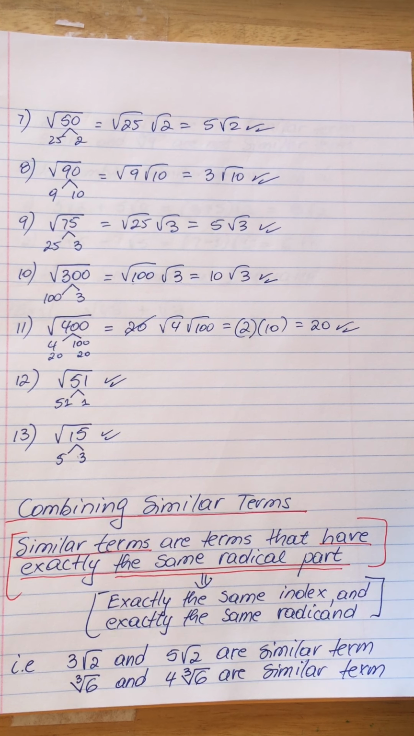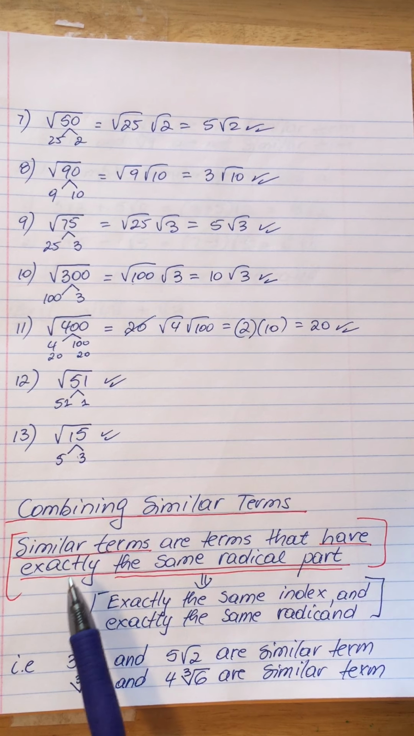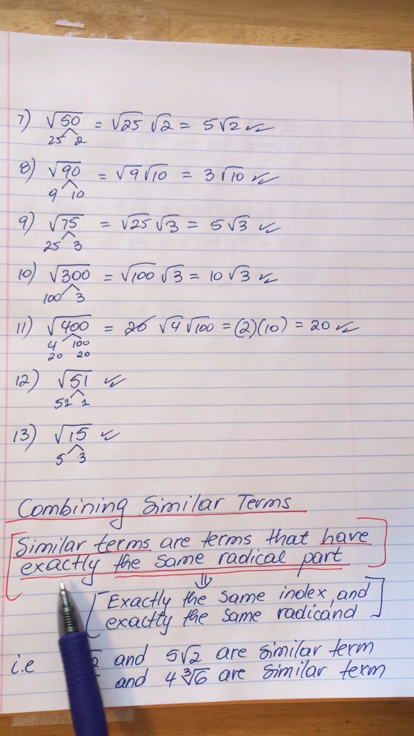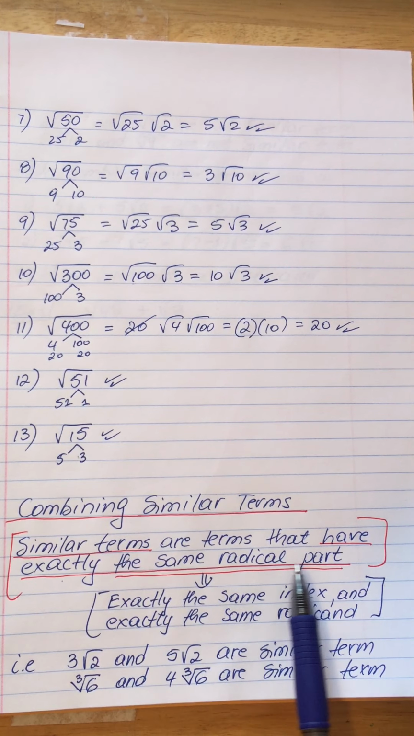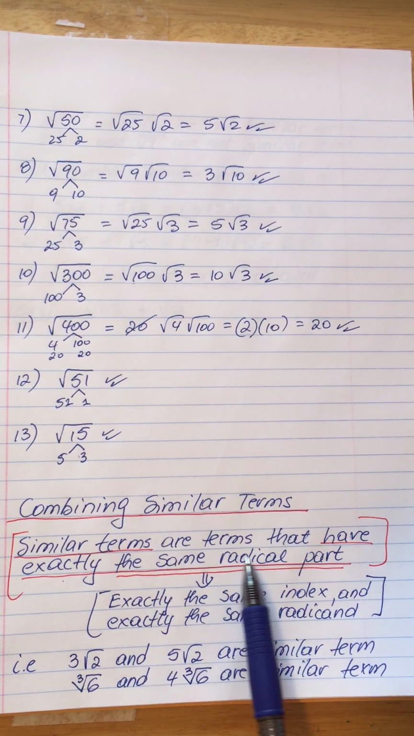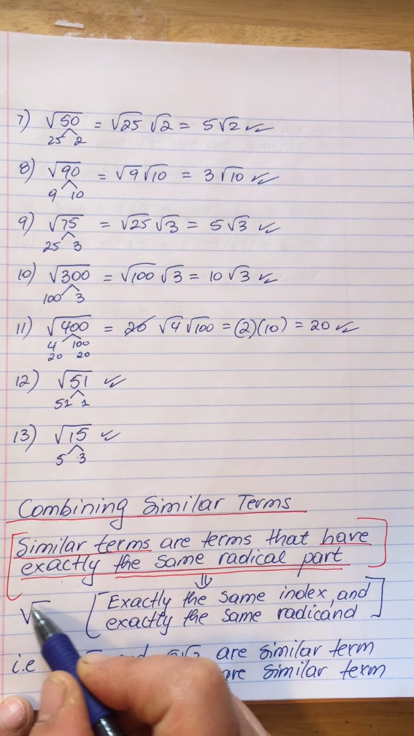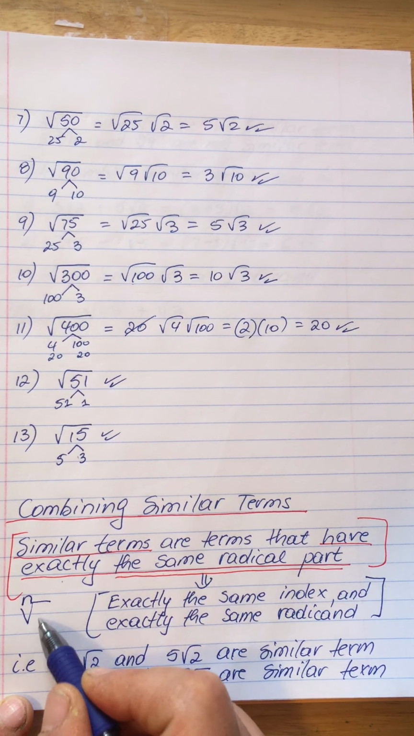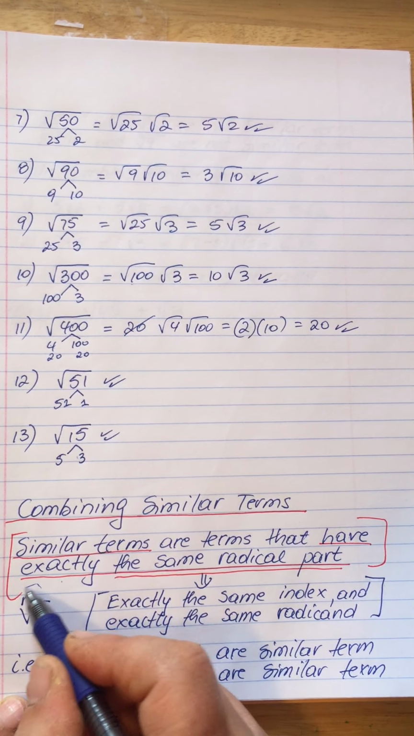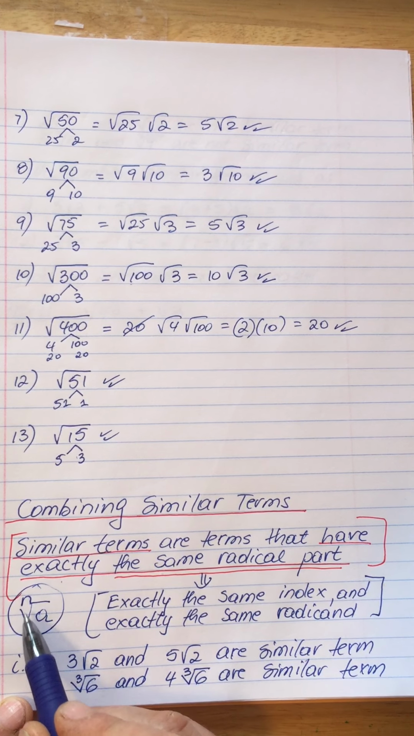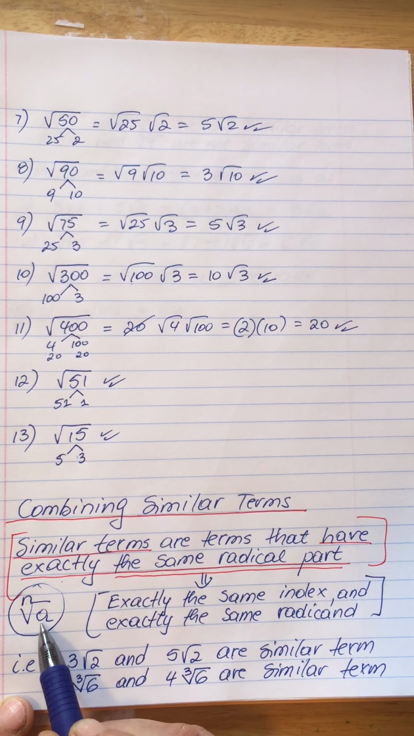So keeping this in mind, we now are going to combine similar terms. So what are similar terms? Similar terms are terms that have exactly the same radical part. What does it mean, the same radical part? Exactly the same index and exactly the same radicand. So they must have exactly the same index and the same radicand.